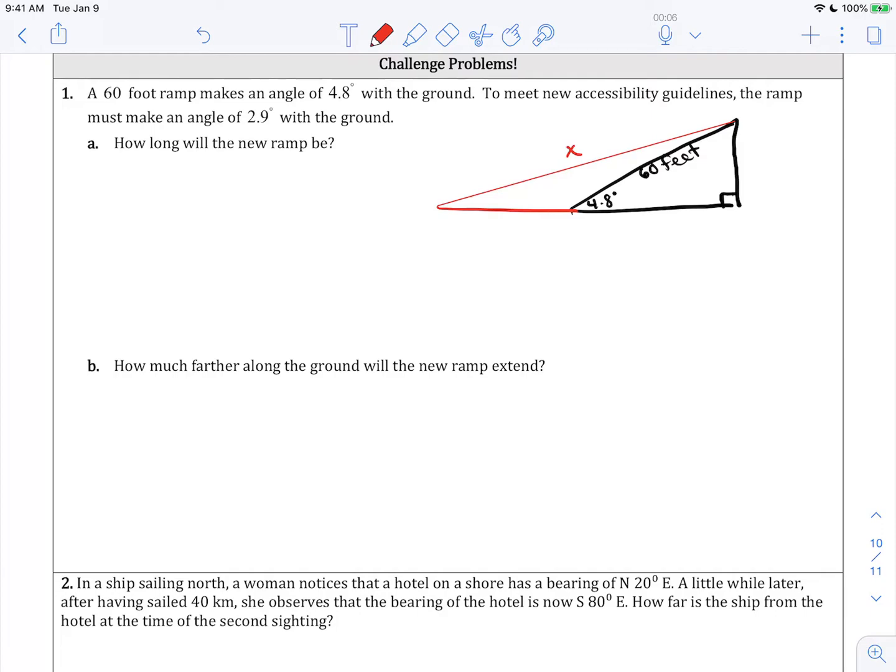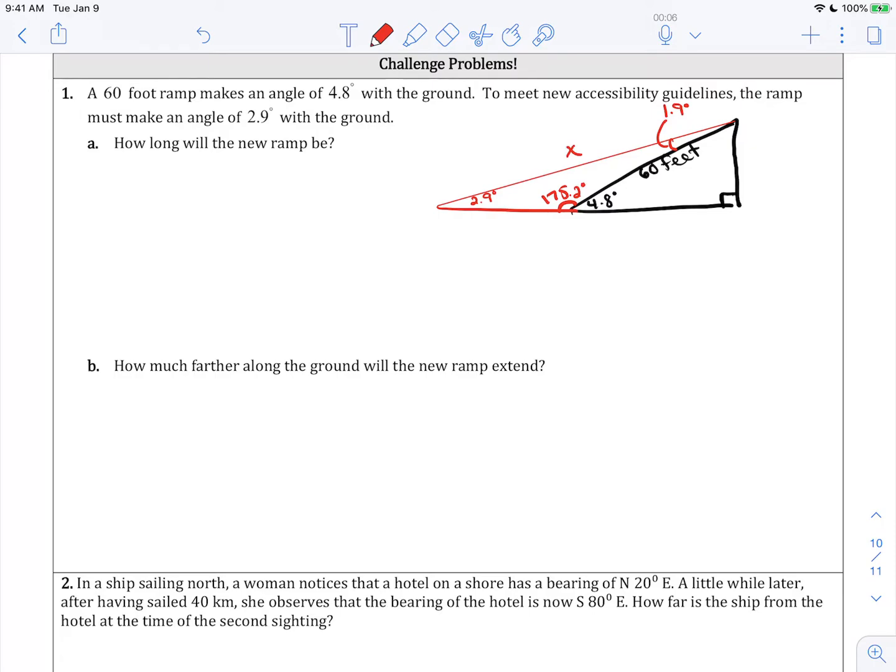Well, the ramp must make an angle that's 2.9, so we can label this angle 2.9 degrees. Right here, we can calculate this angle pretty easily. If we know that the other angle is 4.8, this is a linear pair. So this angle right here is going to have to be 175.2 degrees, okay? And then if we know two angles in a triangle, we can find this one pretty easily by adding those up and subtracting from 180, and we're left with 1.9, right? So now we have some different things filled in our triangle. How long will the new ramp be?